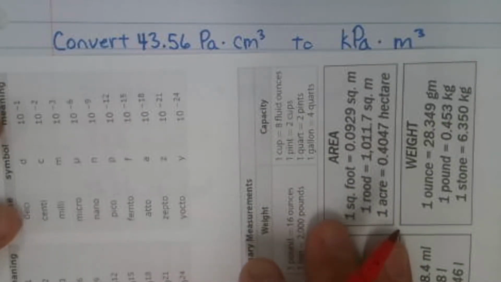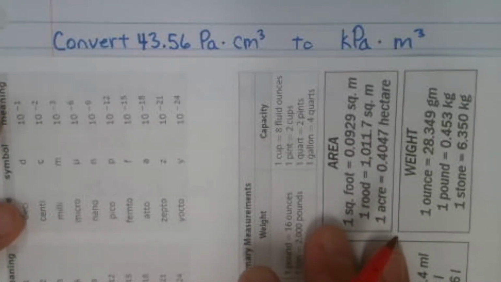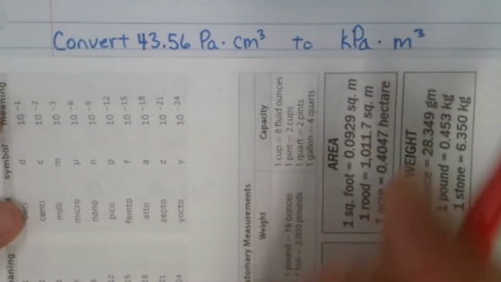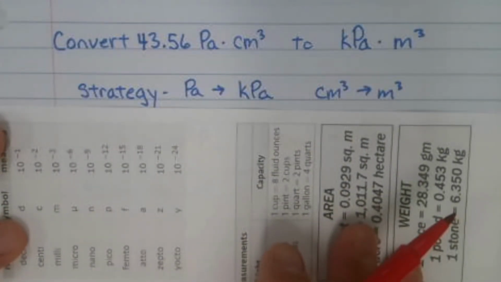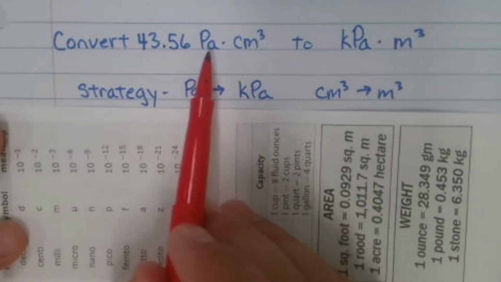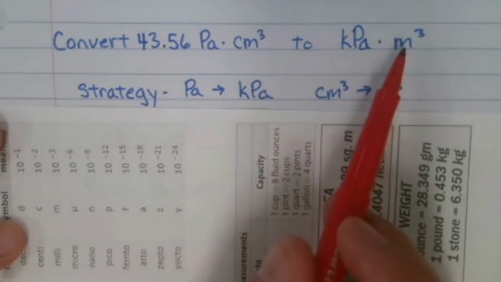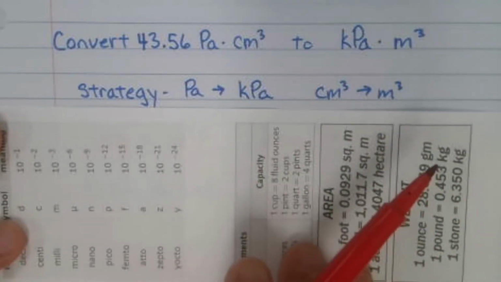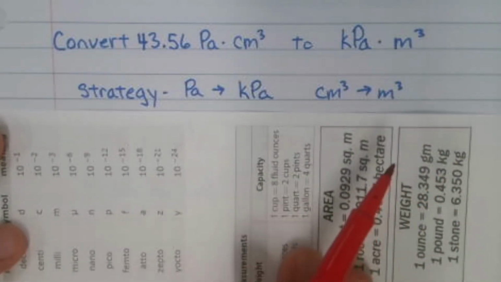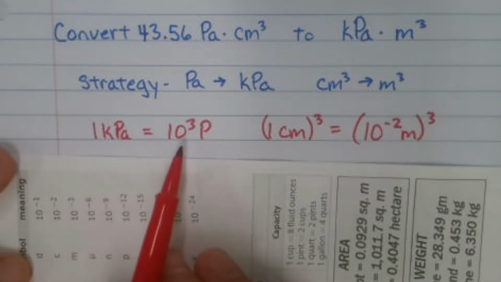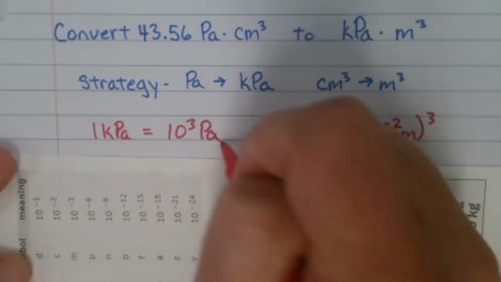We're going to convert 43.56 Pascal meters cubed to kilopascals meters cubed. So Pascal centimeters cubed to kilopascals meters cubed. Strategy. We're going to convert pascals to kilopascals. We're going to convert centimeters cubed to meters cubed. So 1 kilopascal is equal to 10 to the third pascals.